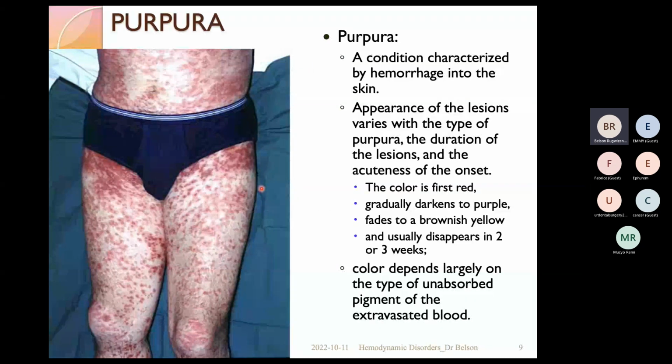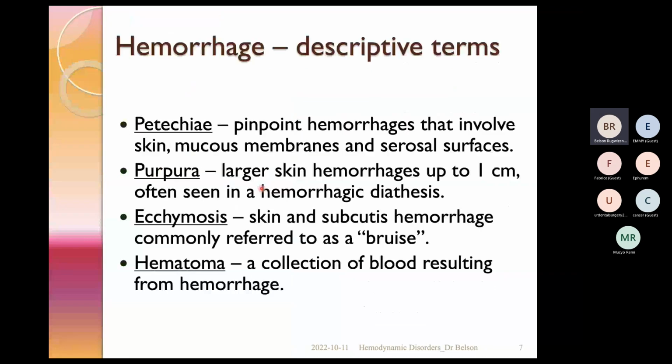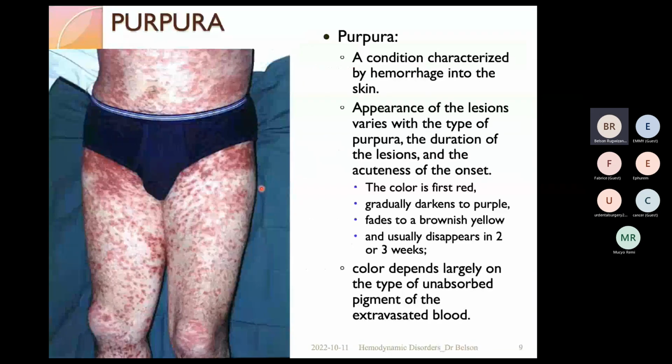So purpura, as we remember, is larger than petechiae. With purpura, you see that there are large hemorrhagic lesions. It is not pinpoint; they are large, as you can see, and there are many. And there are many reasons for this. It is characterized by hemorrhage into the skin. The appearance varies depending on the type of purpura, the duration of the lesion, and the acuteness of the onset.